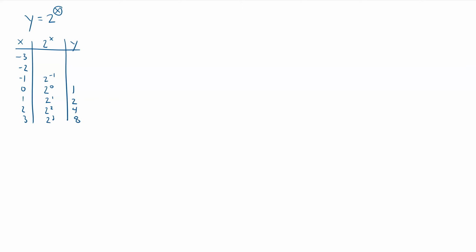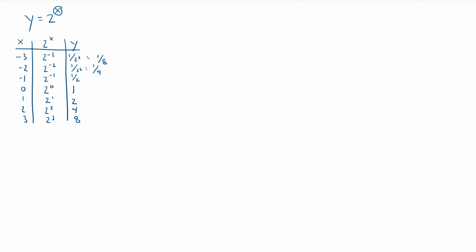2 to the -1 is a little more interesting. If you think back, 2 to the -1 is 1 over 2. A negative exponent flips the level. So 2 to the -2 is 1 over 2 squared, which is 1/4. 2 to the -3 is 1 over 2 cubed, which is 1/8.